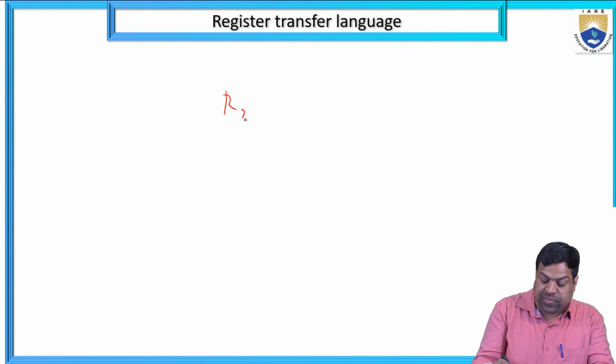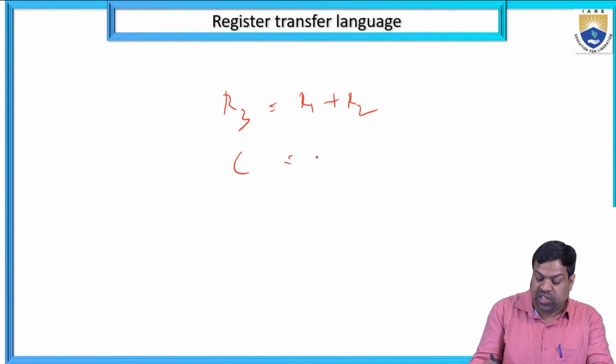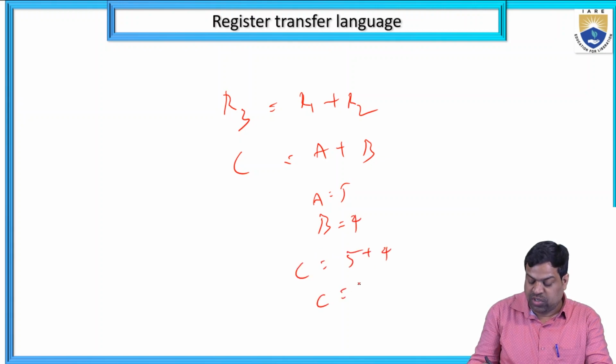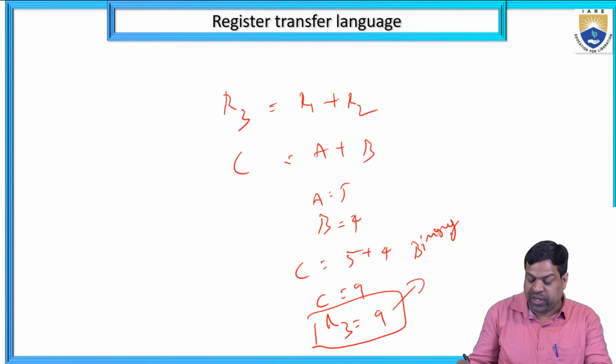Suppose I am taking R3 equal to R1 plus R2. That means C equal to A plus B. So I am giving A equal to 5 and B equal to 4. As an example, C equal to 5 plus 4, so C equal to 9. That means R3 equal to 9. The value of register R3 equal to 9. But in the register, how are the values stored? The input values are stored in the form of binary only.